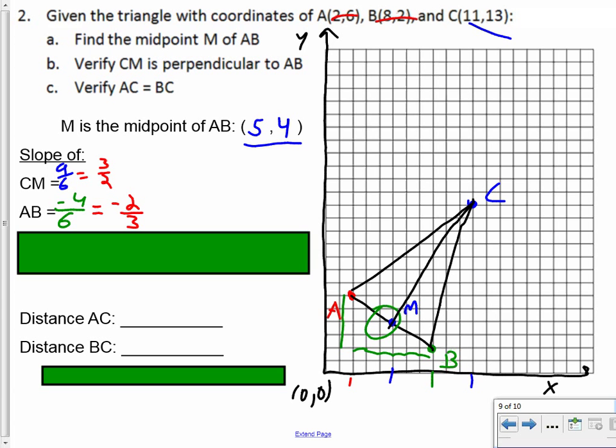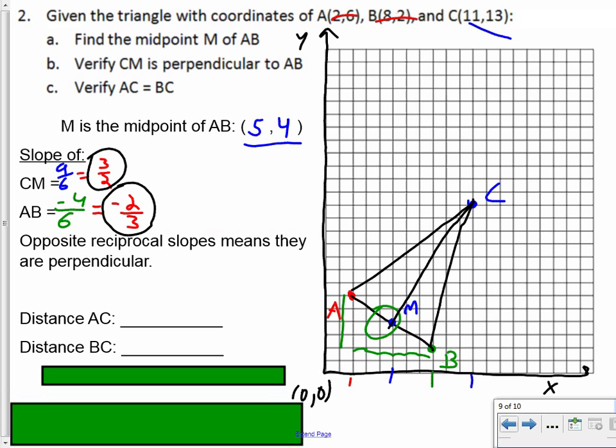Notice how positive 3 over 2, negative 2 over 3. Again, we call that opposite reciprocal. So we have opposite reciprocal slopes, which means they are perpendicular to each other. So although it may not look like it, we actually know for sure because of the opposite reciprocal slopes that these are going to be perpendicular to one another. And get this circle out of there. These intersect each other at a 90-degree angle.